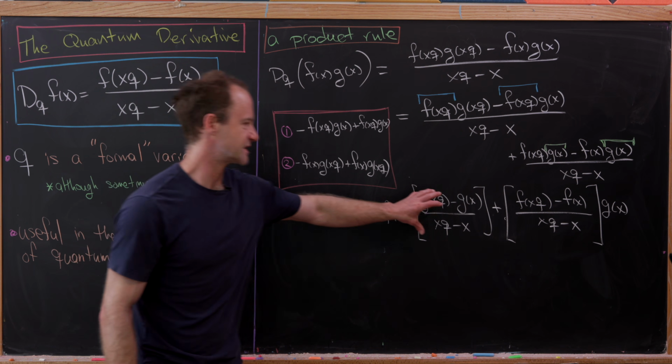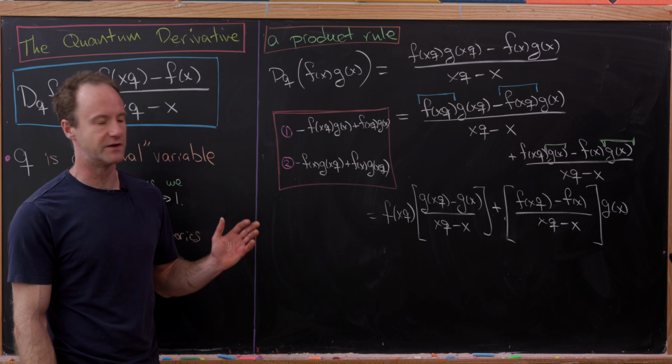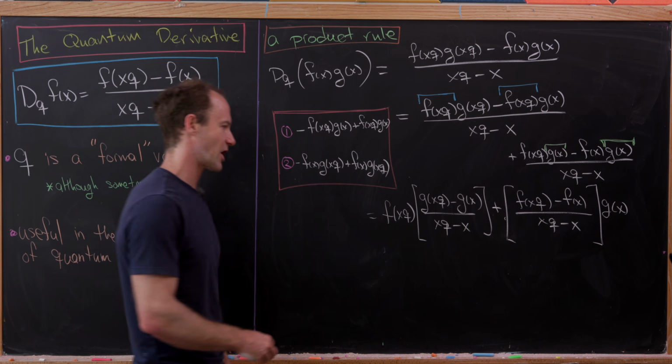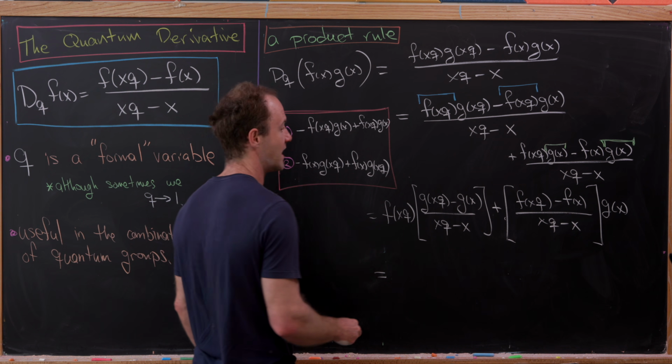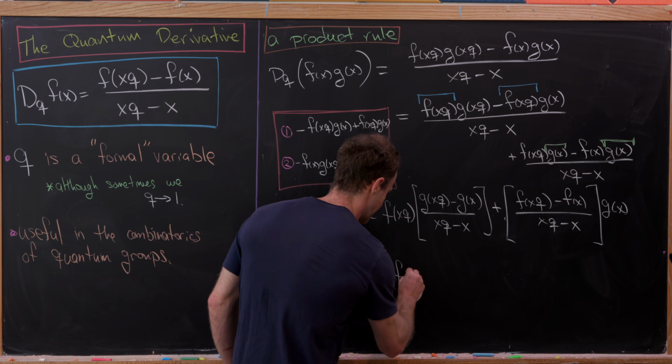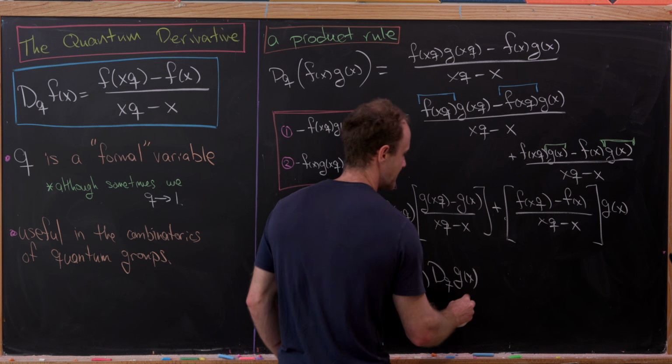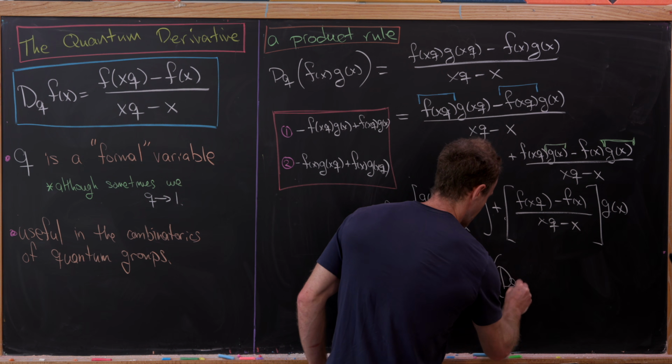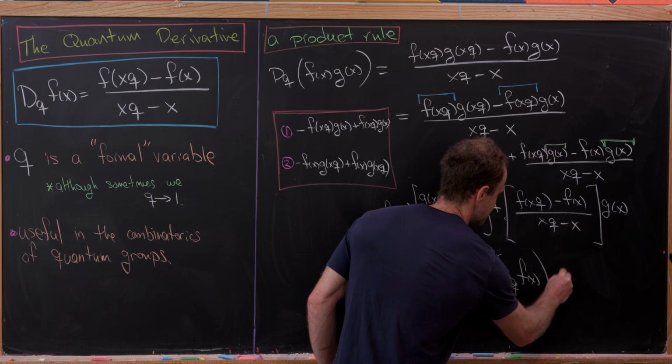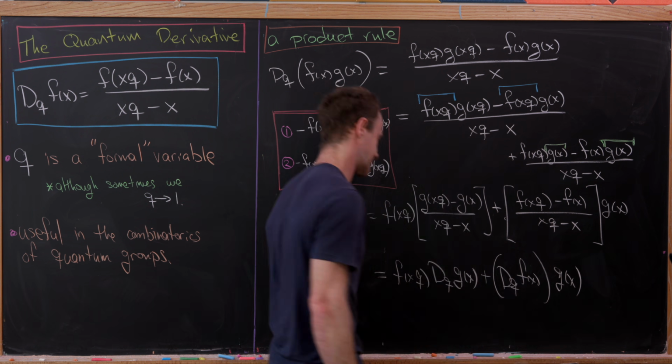Oh, but check it out. This first bracket is the quantum derivative of g, and that second bracket is the quantum derivative of f. So that gives us f of xq times the quantum derivative of g, plus the quantum derivative of f times g of x.